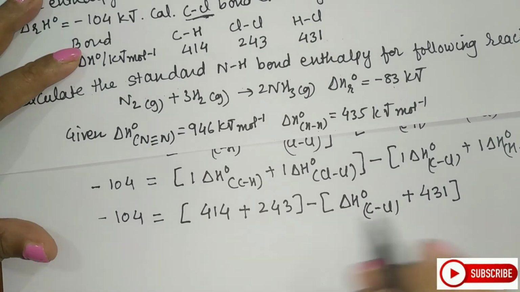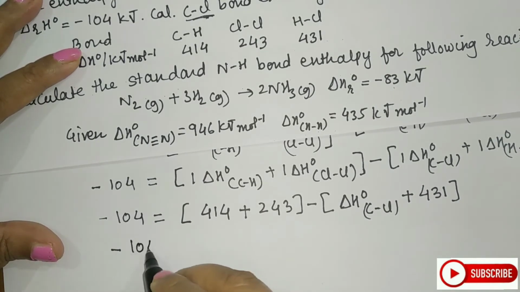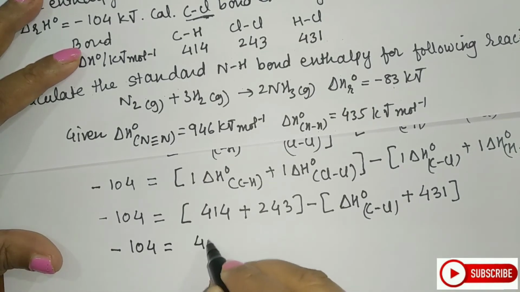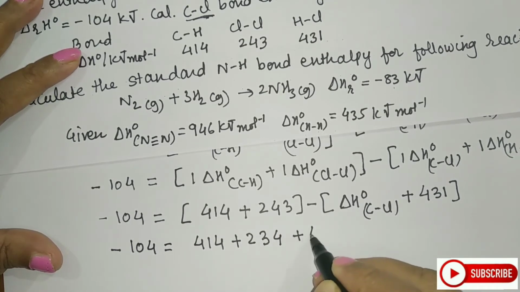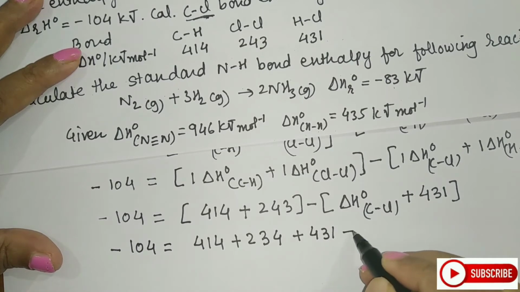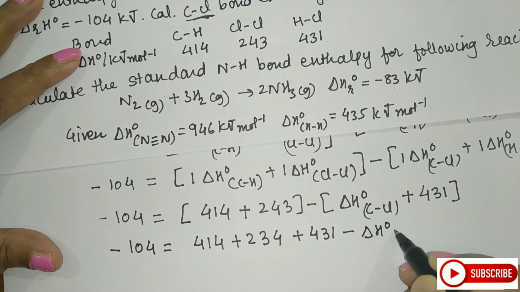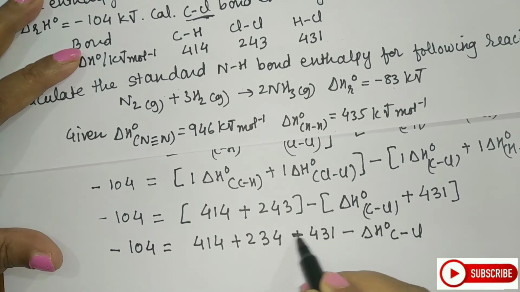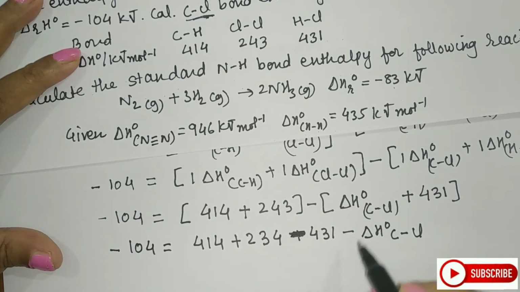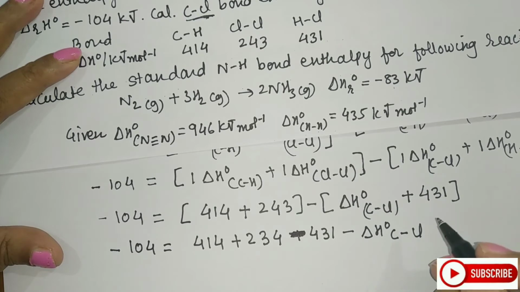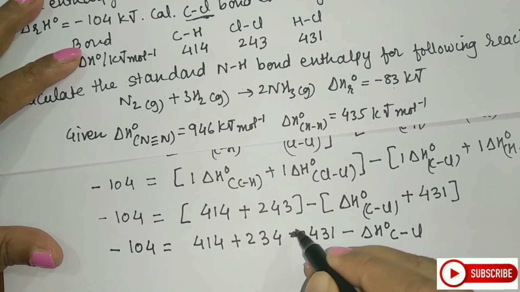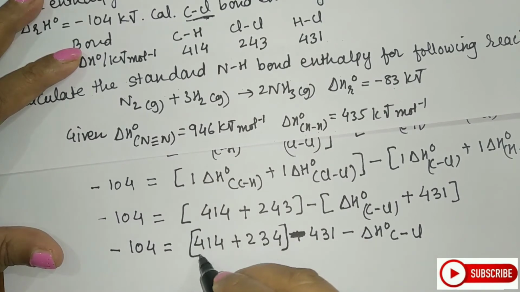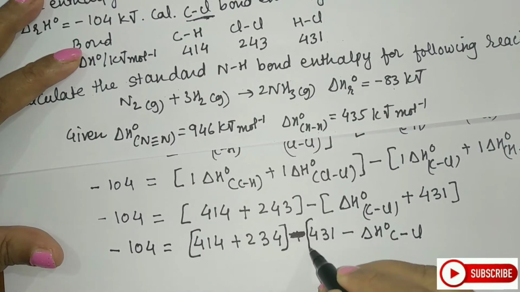Now let us open up the bracket. So minus 104 is equal to 414 plus 243 plus 431 minus delta H standard of C-Cl. Now students, this minus and this will become minus here because I have opened the brackets, right? Or you can keep the bracket as it is and then solve it. So let us keep the bracket as it is. It will be in this way.